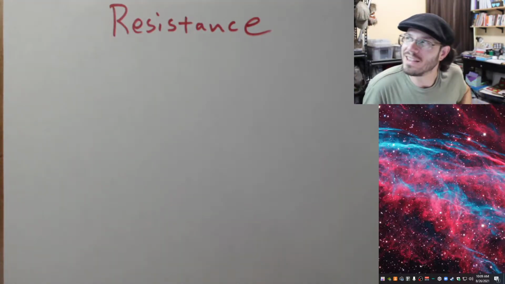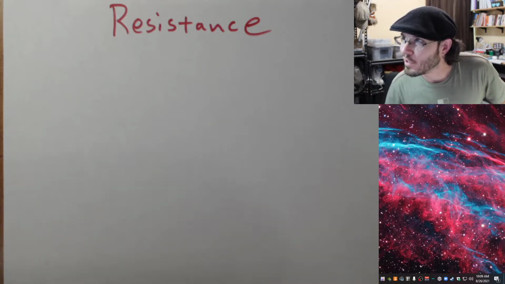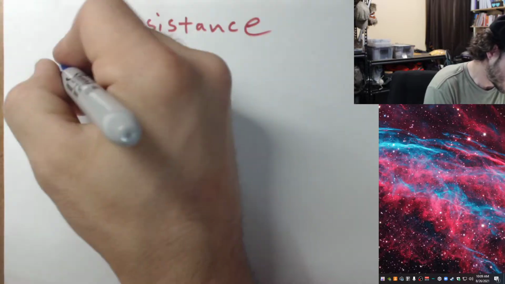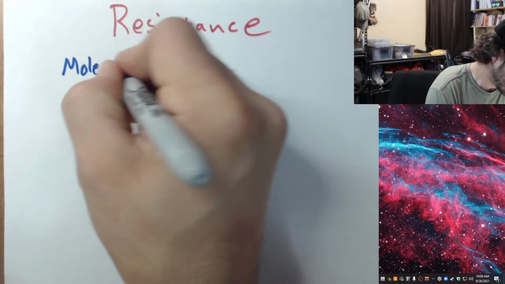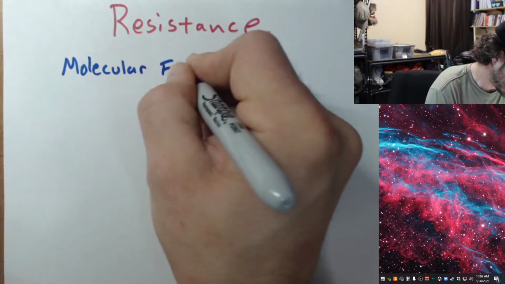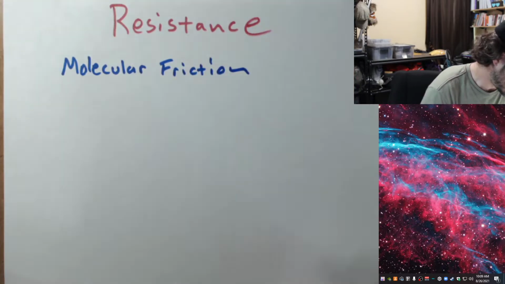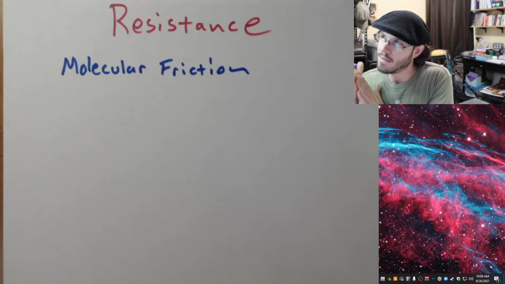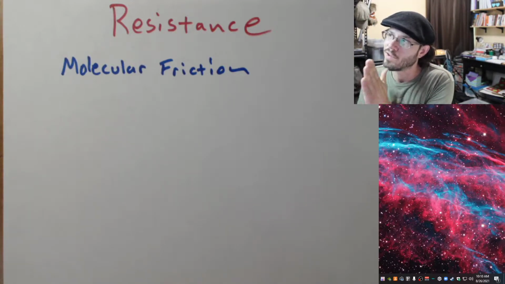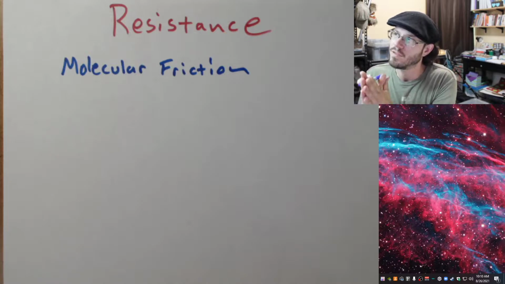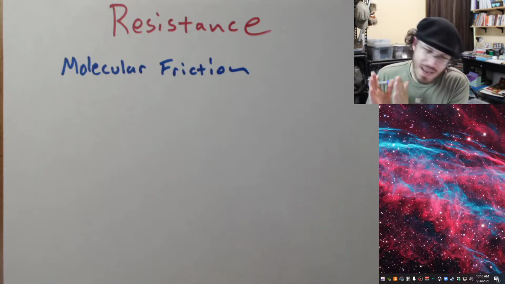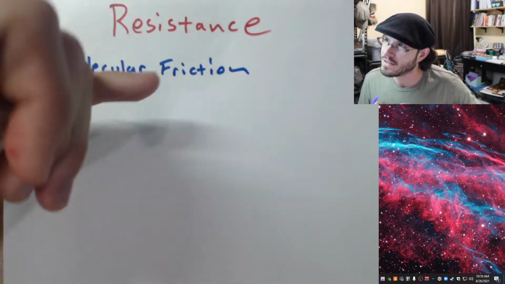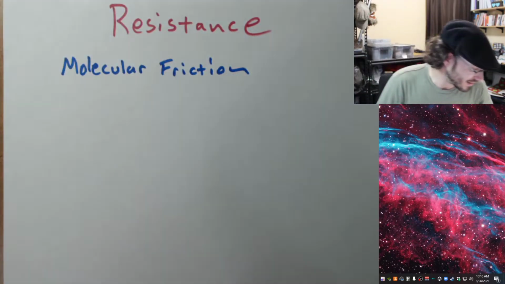I like to think of resistance as molecular friction. It's just like something like sandpaper. It's harder to move across. It provides some friction. Okay, now we need to go ahead and talk about the factors of resistance because different things affect resistance.